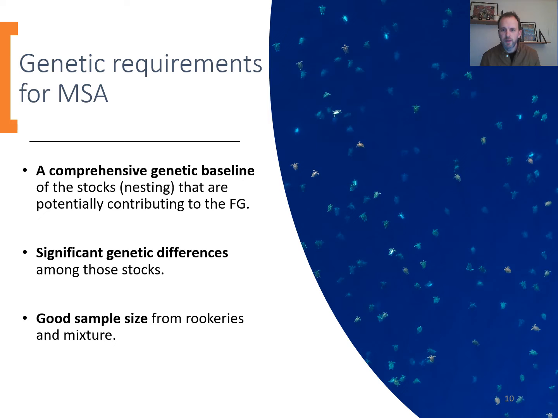I just want to quickly mention also that there are three criteria that are super important for an accurate mixed stock analysis. The first one is to have a comprehensive genetic baseline of the stocks, so the nesting part, that you think might be contributing to the feeding ground. The second one is to have strong genetic structure among the source populations. And the last one is to have a good sample size of both the baseline and the mixed populations.